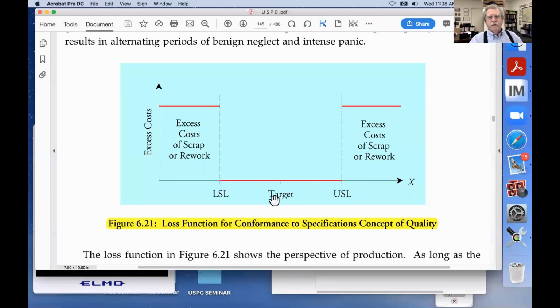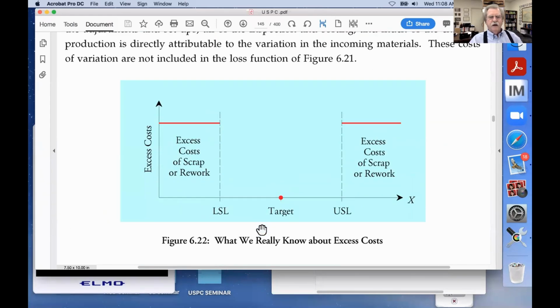In terms of excess cost, we know three things. Figure 6.622. We know the excess cost of scrap. We know the excess cost of rework. And by definition, if you're right on target, there's no excess cost. So you really know excess cost at 3 points. And all of our experience with the real world has taught us that continuous functions do a better job of approximating reality than do step functions, at least above the quantum level.